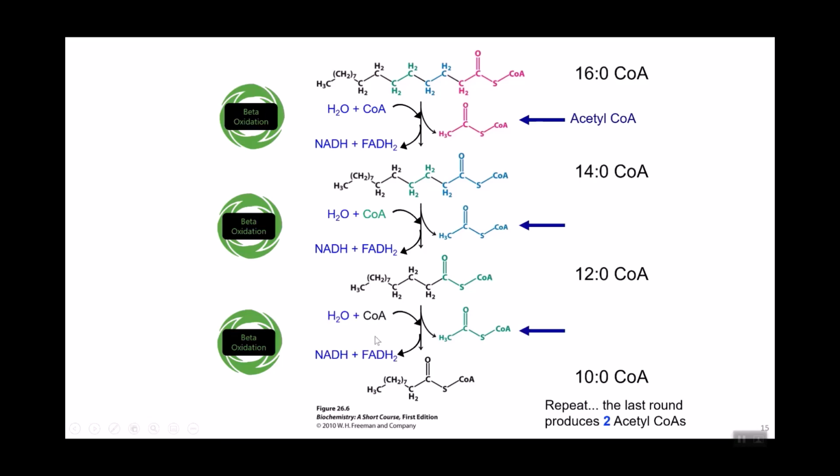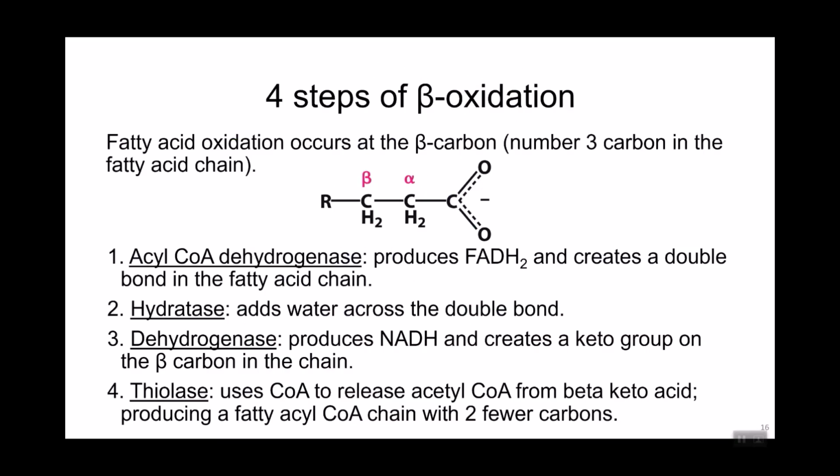And then you'll keep repeating this cycle until we get to the very end. The last round that's going to start with a 4:0-CoA will actually make 2 acetyl-CoAs in the last round, along with one NADH and one FADH2. I'm not going to show you all of the reactions. You can look them up, but I do want to talk a bit about why it's called beta oxidation.